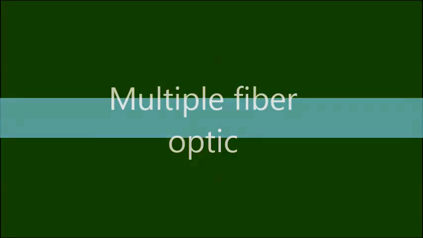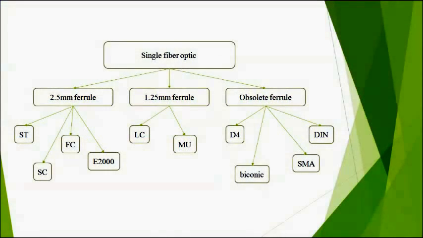For single fiber optic, it can be divided into three parts. First part is 2.5 mm ferrule. Second part is 1.25 mm ferrule, and the third part is the obsolete in 2.5 mm ferrule.